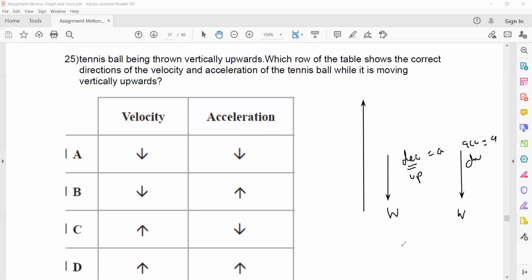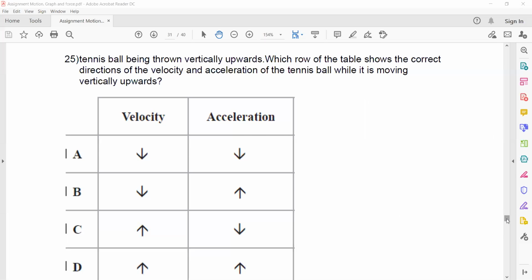So the direction of acceleration will be downward, because when it's moving upward, it will decelerate. Decelerating up means accelerating down. The direction of the velocity: velocity is displacement in a unit time, and the ball is going up, so velocity is upward. So acceleration is downward, but velocity is upward. That's why 25C is the right answer.